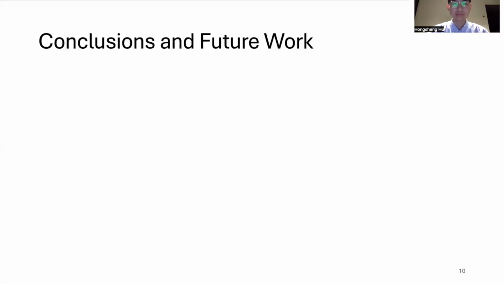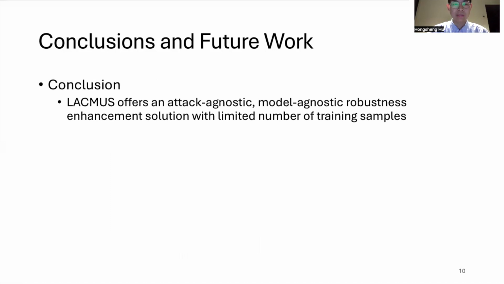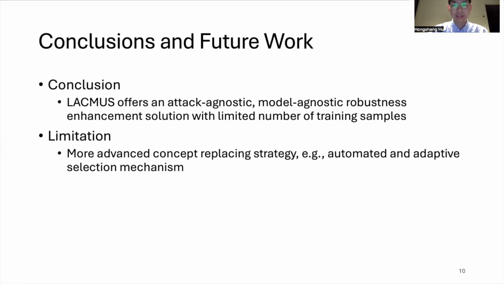Now we come to the conclusions and the future work of this paper. The conclusion of the paper is LACMUS offers an attack-agnostic, model-agnostic robustness enhancement solution with a limited number of training samples. The limitation of this paper is that a more advanced concept replacing strategy should be proposed. In our current concept replacing strategy, although we have some statistical methods for how to select a concept and which position of the concept should be changed, an automated and adaptive selection mechanism can be proposed to better improve the current LACMUS framework.